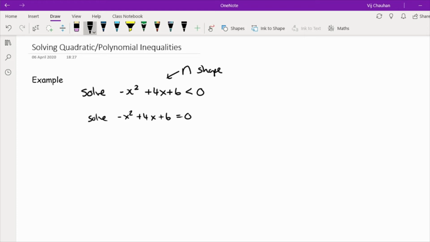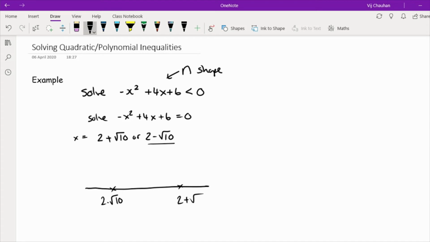we get are our solutions as being 2 plus root 10 and 2 minus root 10. And that would be our values of x for where it equals 0. So drawing my x-axis, I know that this here is going to be my smaller value. So if I put this more on the left, in which I get that, and the other value is going to be on the right hand side. And again, I'm looking for an N shape or a negative parabola.